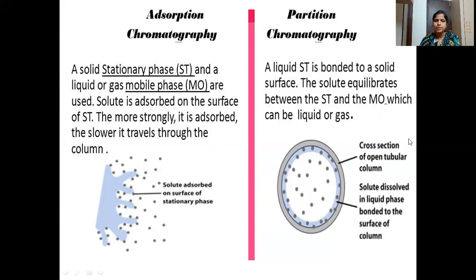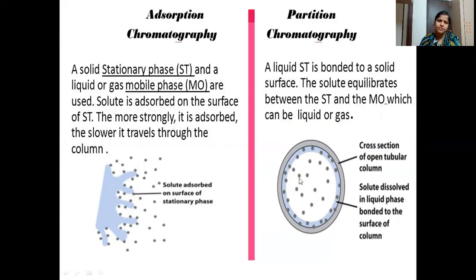Now in partition chromatography, you can see these are the solute particles, which are getting equilibrated between the stationary phase and the mobile phase. Here you can see the cross section of the open tube, the column cross section, where this is the stationary phase, that is nothing but a liquid which is bonded to some solid. So the liquid is acting as the stationary phase.